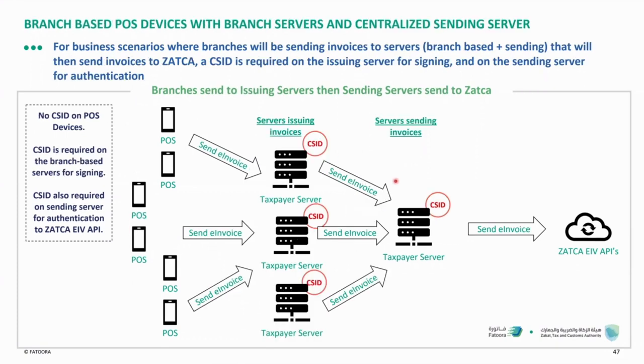Here, a bit of a complex example. This is where we have, let's say, multiple branches with local servers. So each point of sale is connected to a local server in the branch, for example. These points of sale are not actually generating the invoice. The invoices are being generated or issued through the branch server. So the points of sale don't need to have a CSID, only the issuing server. Now, in some of the models, each branch is actually connected to a central, let's say, repository or a server to consolidate all the invoices. And this one is sending the invoices to Zatka platform. So this central machine also has to have a production-ready CSID to send the invoices to Zatka.